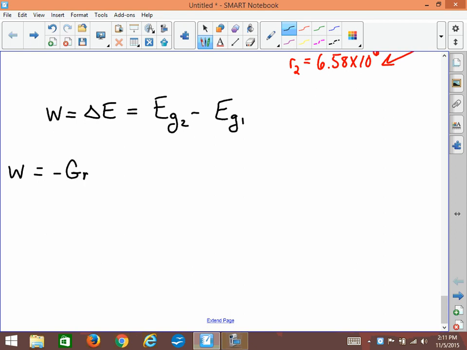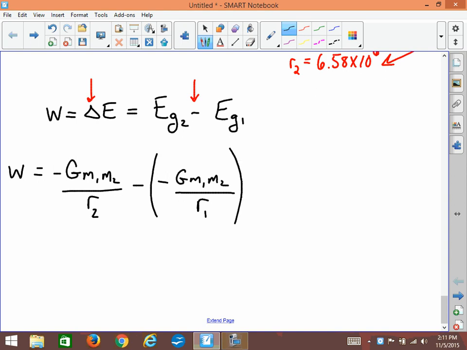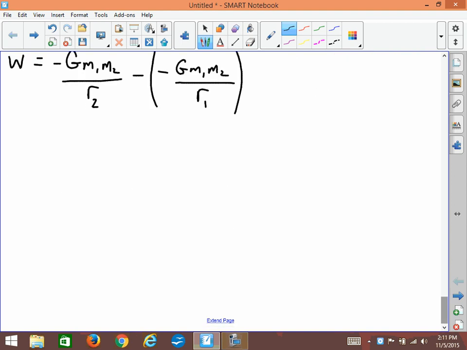Negative G M1 M2 over R. That's what we said the energy was equal to. Then I'm going to put the minus in right here because we had said that we're doing the difference. That's because of the delta, right? But I'm minusing another negative number. Negative G M1 M2 over R. Now, I'm going to put R2 here and R1 here. Notice that none of them are squared because we're talking about energy. All right, so that doesn't seem too bad. Let's see if we can't do some math here.